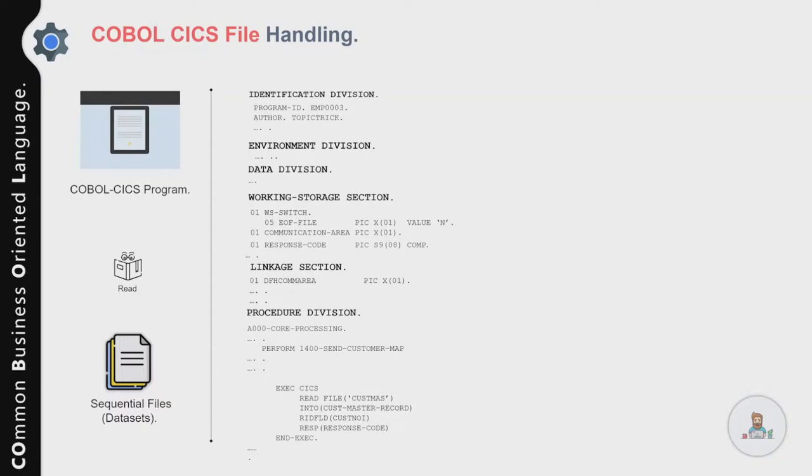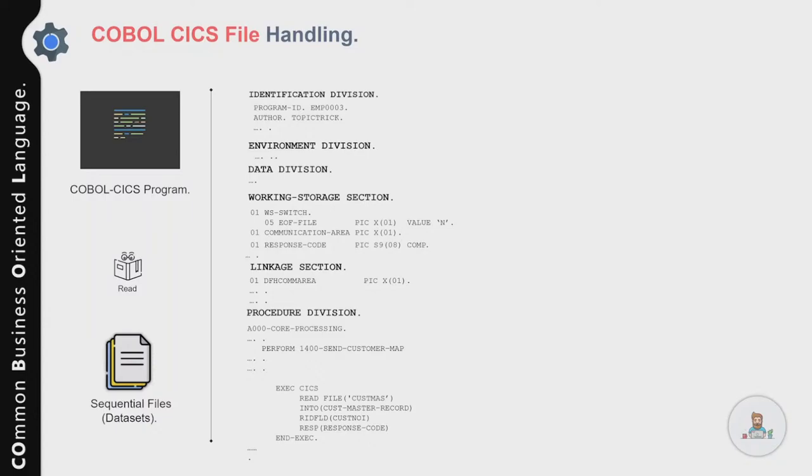That is because the file that we are using in our COBOL CICS program is defined in the CICS file control table, that is FCT. The file control table keeps track of the characteristics of the file, and you do not have to code the SELECT or FD statements in your COBOL program. But if you're using the SORT statement in your COBOL CICS program, then you're required to specify the file details in the environment division and in the data division.